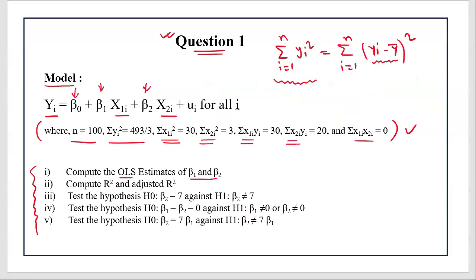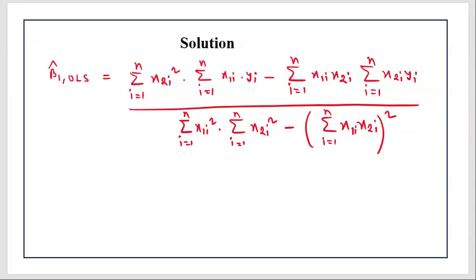Beta 1 cap is what? It is the estimate of the slope regarding the explanatory variable x1, right? With regard to variable x1. And I have derived this entire formula beforehand. Again, I'm saying if you haven't watched those videos, please check that out.